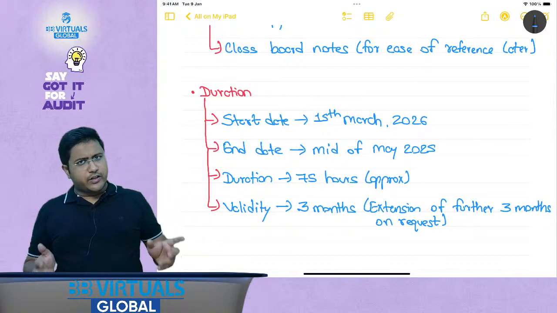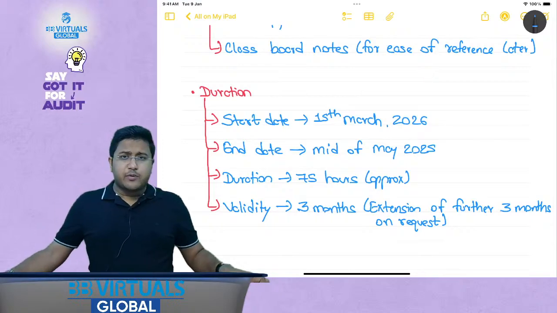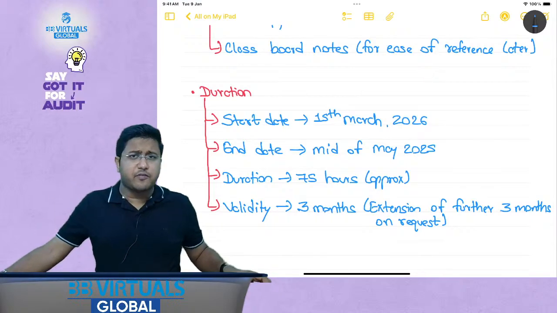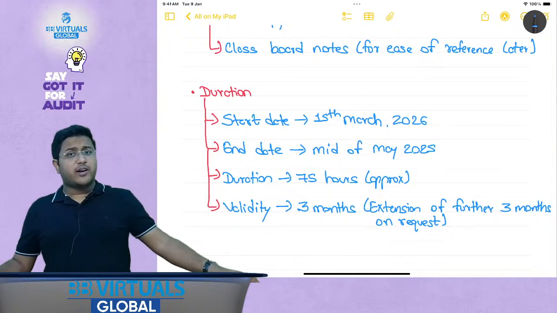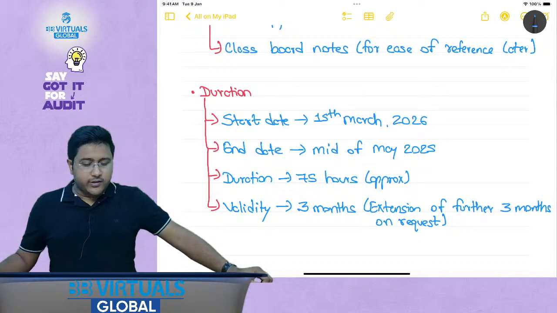Now the start date is 15th March like we have discussed, and it would go until mid of May, so that you are able to prepare for your examination. Will we provide the revision sessions? Yes, we will be providing the revision sessions. Will we provide the pre-scene? Yes, we will be solving the pre-scene with you in live mode.